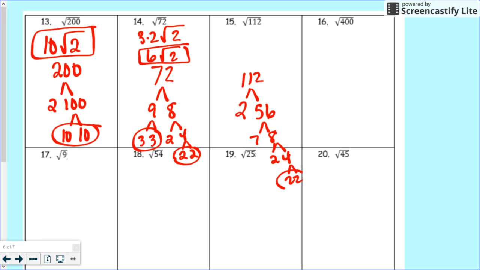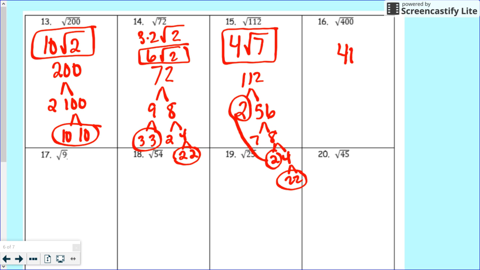So here's one group of 2s. Here's 1, 2. So another group of 2. So I've got 2 groups of 2. So 2 times 2 on the outside is going to be 4. The guy that's stuck by himself is that 7. Don't miss him. He's stuck in the middle there. No partner in crime. He stays inside.